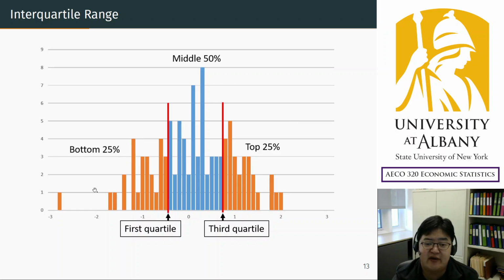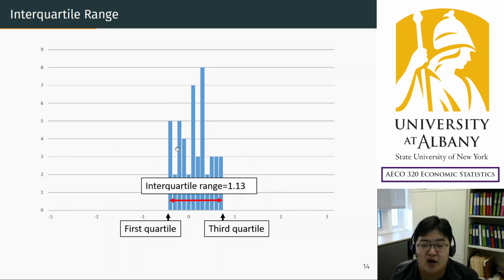This is the idea. We drop the bottom 25%, and the cutting point is here, the first quartile, and the top 25% is this area. So we cut here, and we only have the middle 50%. As you can see, it doesn't matter if this outlier exists or not. Anyhow, it will be ignored and dropped. In the end, we are using this data, so the interquartile range is 1.13. That is a more advanced measure than the range, and it is stable against outliers.